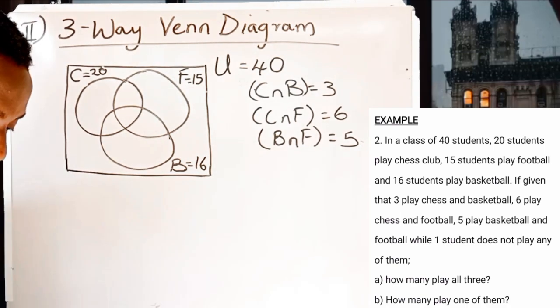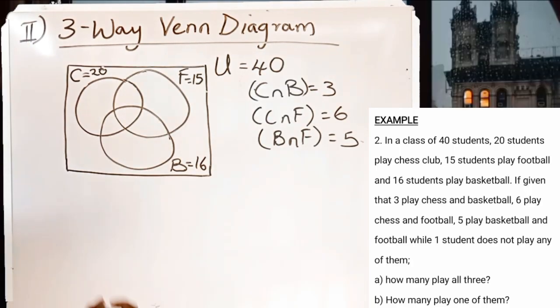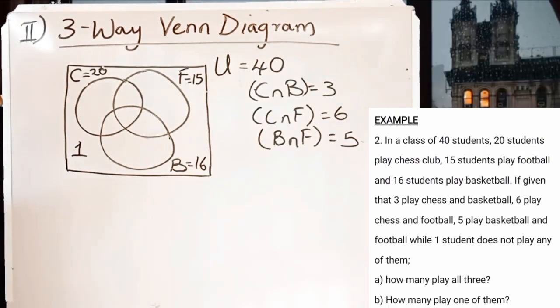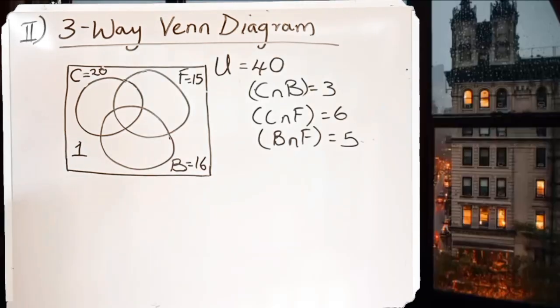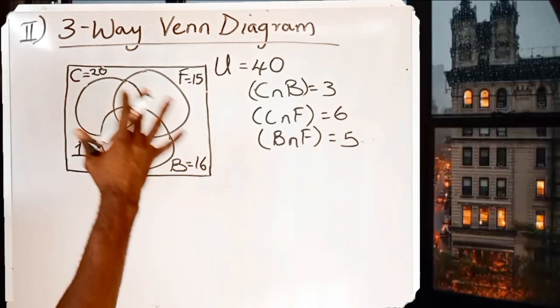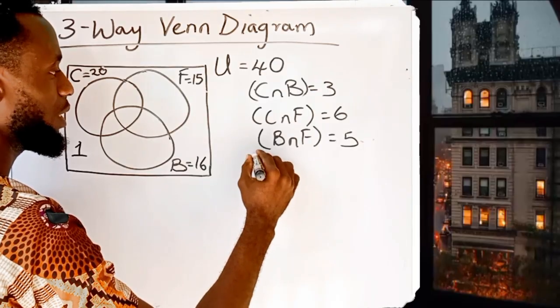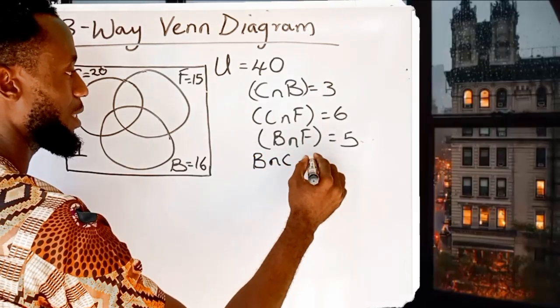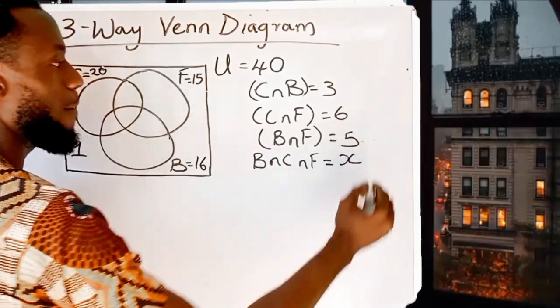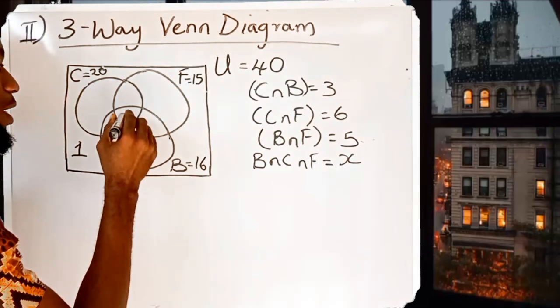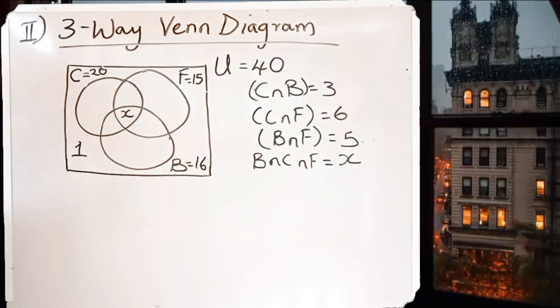Now let's check out for all three. One person was not a member of any club. So outside all three, we have the single student who didn't take part in any club. So which means what we now have to do in the question, all three is not there. We are not giving all three. So B intersect C intersect F is actually missing. So that is where we will start. So we'll start filling in our Venn diagram. We start here with X.